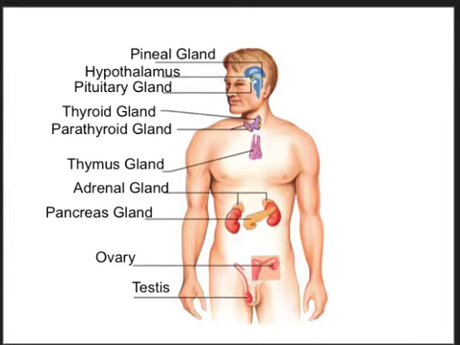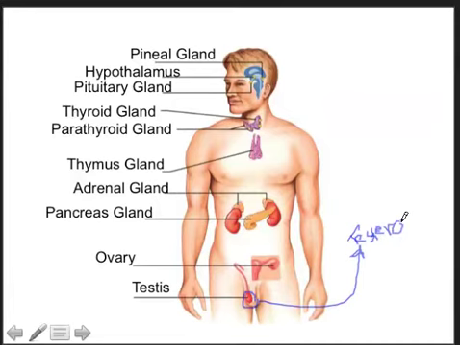Now, the last set of endocrine organs that we want to talk about are the gonads. And in females, the gonads are the ovaries, and in males, the gonads are the testes. And the hormones that are secreted by the testes, shown down here, okay, are testosterone. Okay, testosterone, T-E-S-T-E-R-O-N-E. And what does testosterone do?